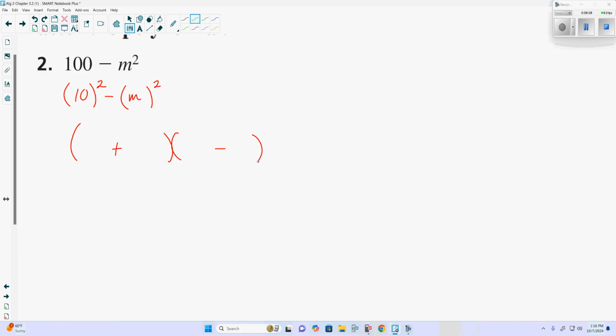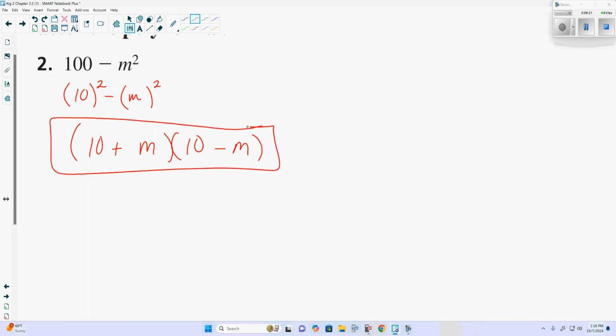So this time our a is not a variable, it does not contain a variable, it's just the number 10. And our b term would be m. So it still follows the same pattern, just instead of having the variables in the first spot, they're in the third spot. Same thing, pattern still holds true. That's why this is nice.